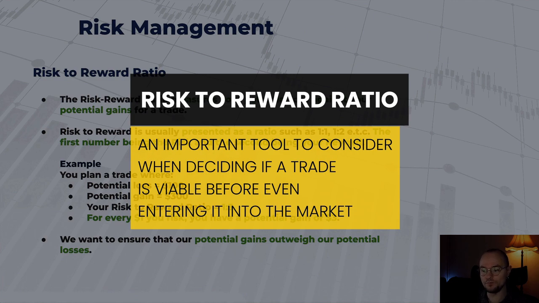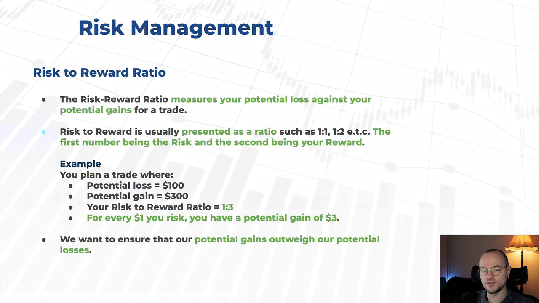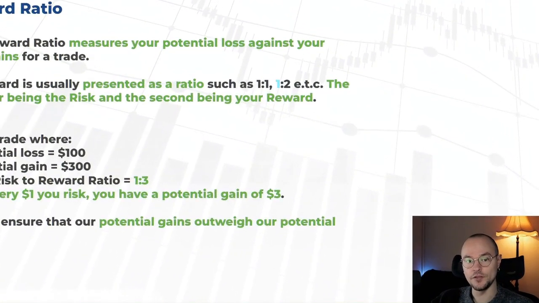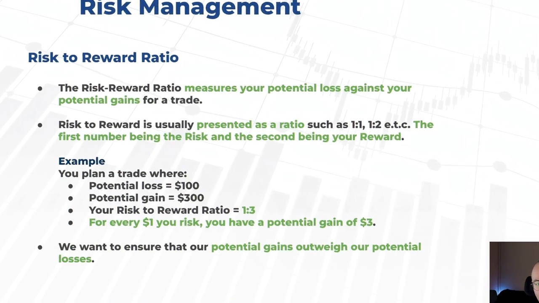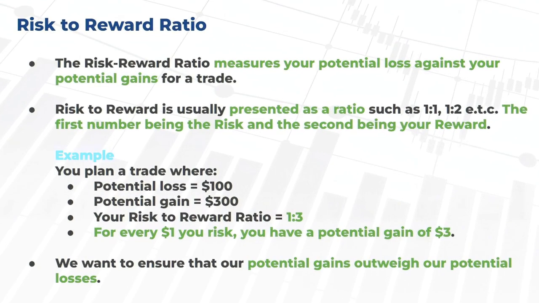So risk to reward is usually presented as a ratio, such as 1-to-1, 1-to-2, etc. So the first number being your risk and the second being your reward. So if we have a little look at this example down below, let's say we plan to enter a trade where the potential loss is $100 and the potential gain is $300. That means our risk to reward ratio is 1-to-3. For every $1 we are risking, we have a potential gain of $3.